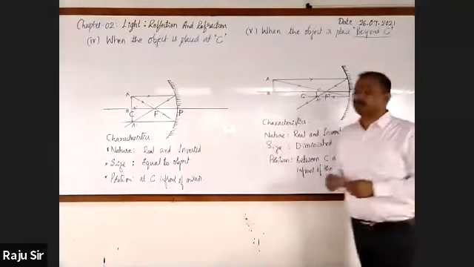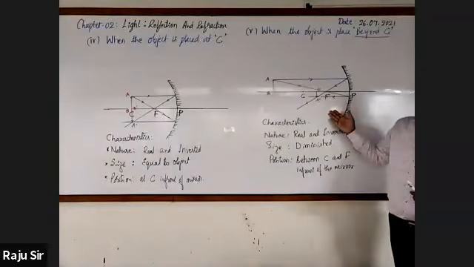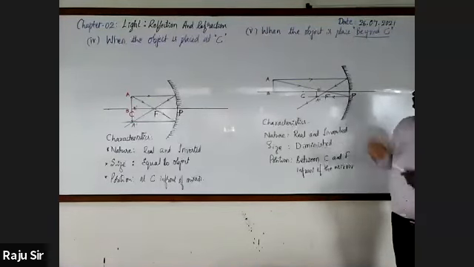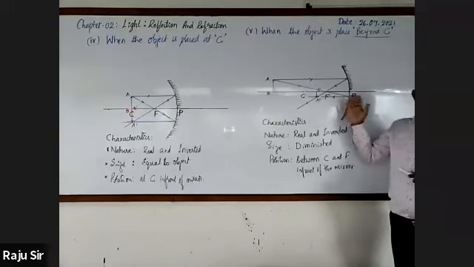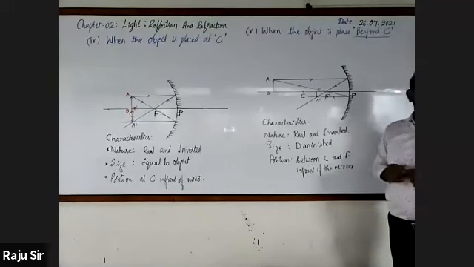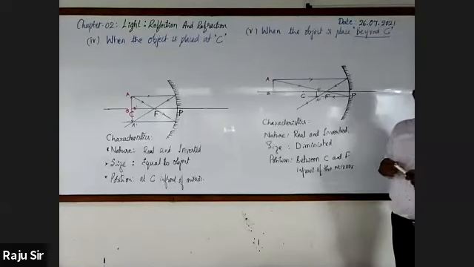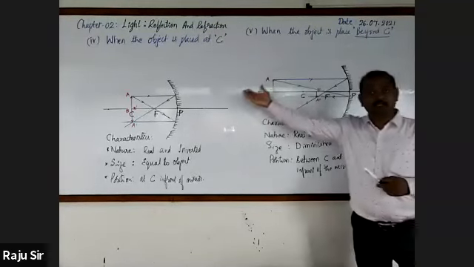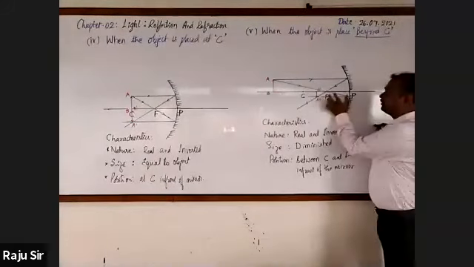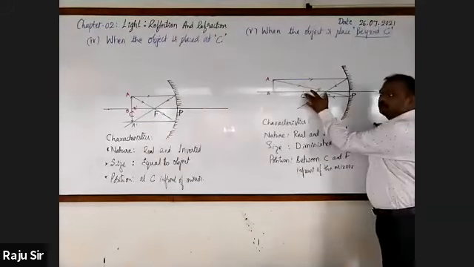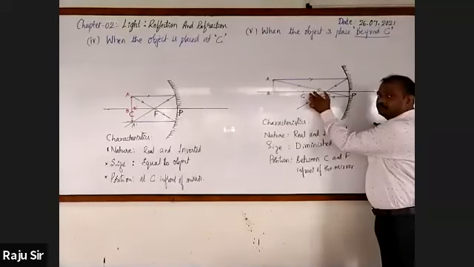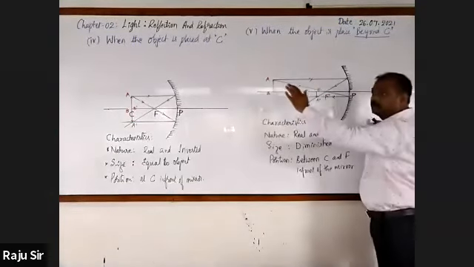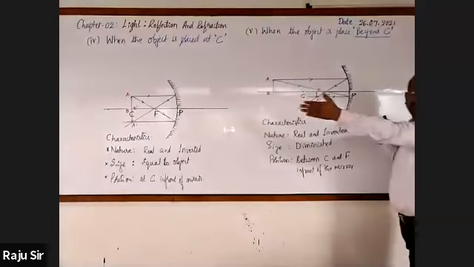Again, one simple question with respect to this one. Assume that the focal length of this concave mirror is 20 centimeter. Where is the object placed? At 60 centimeters. It is placed after 40 centimeter. Focal length is 20, up to here 20 plus 20 is 40. The object is placed after 40 centimeter.